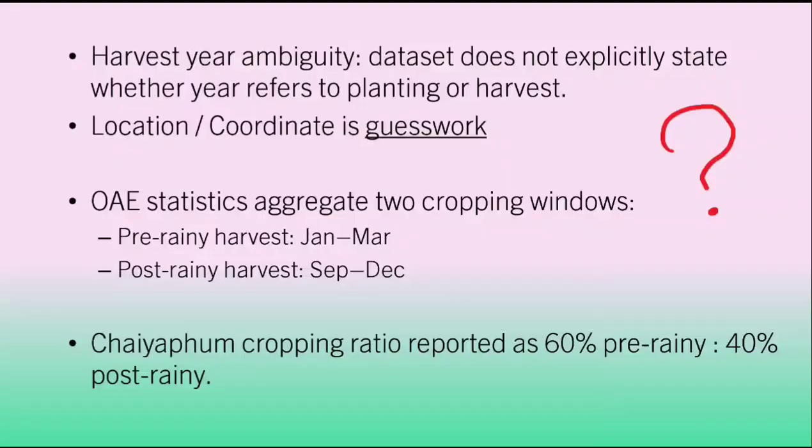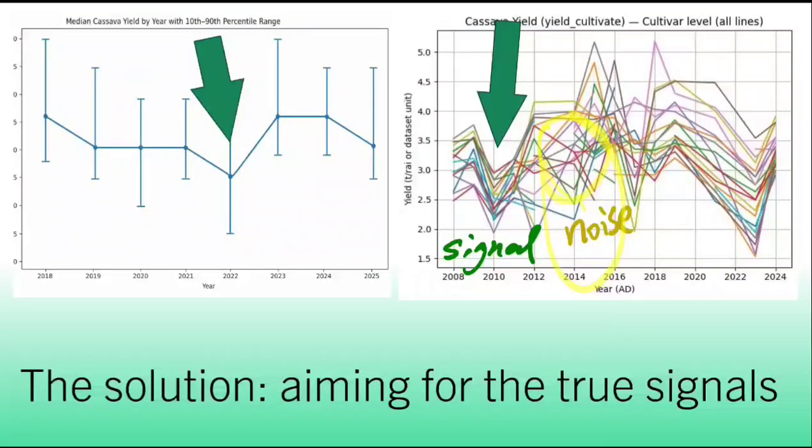So for the data, let me go through this part. As I said before, you can see that for Chayapong, of the 8 years, only a few years show you the signal. In some years, which means climatologically normal years, each farm behaves differently. So this would be the noisy years. These will be the signal years.